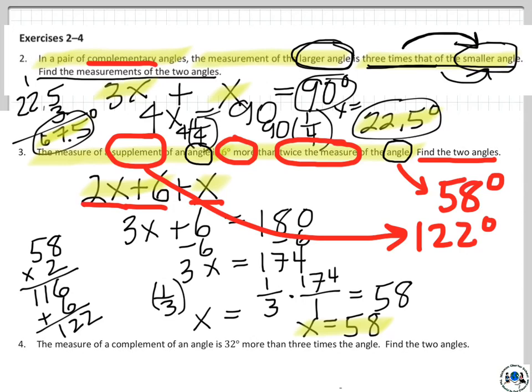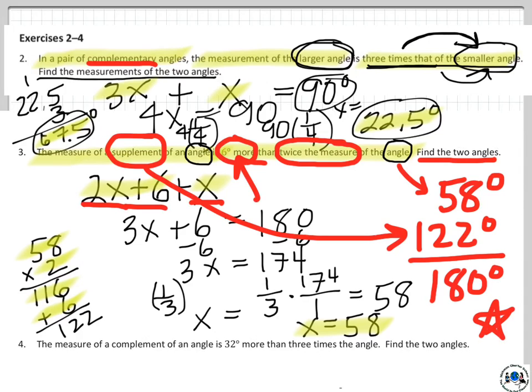calculations from the problem to solve it, because that would have been x times 2, because it was 2 times, or twice the measure of the other angle. That was 116, and then you add another 6 degrees, because that's what it said, right up here. It's 6 more than twice, and then you get 122. And those two equal 180 degrees, and therefore we were successful.